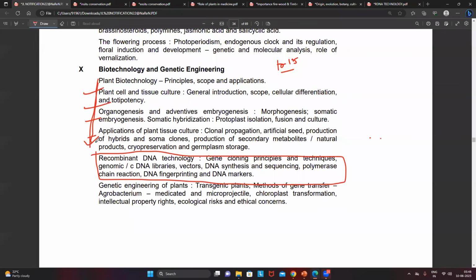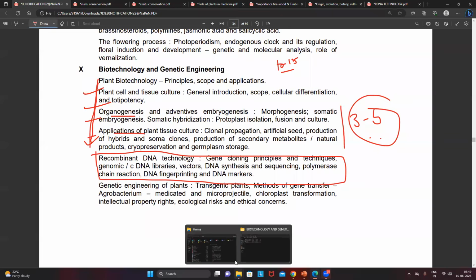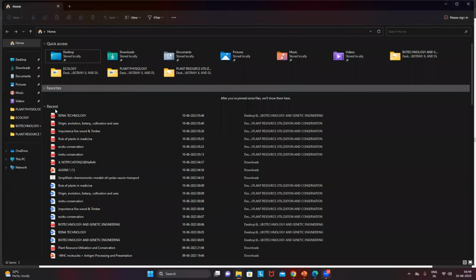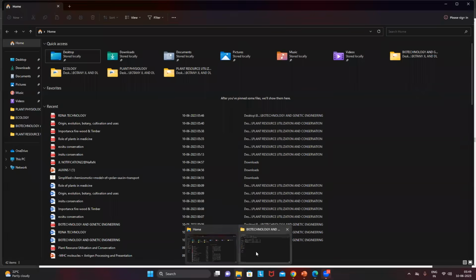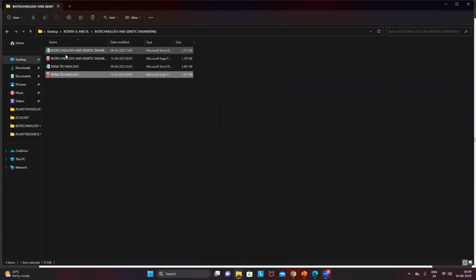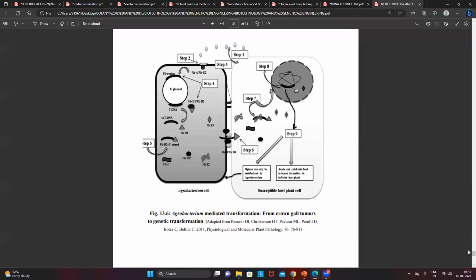Among these four, from where can you expect more questions? From organogenesis and applications, you can easily get 3 to 5 questions from just these two subtopics, that is applications and organogenesis. How to read this? Once again, I made a precise study material. You have to follow that only. Don't read anything extra. And whenever you are reading something, what do you have to do?